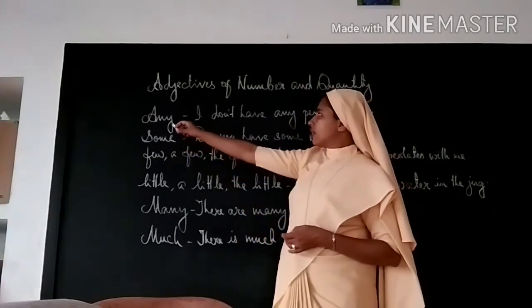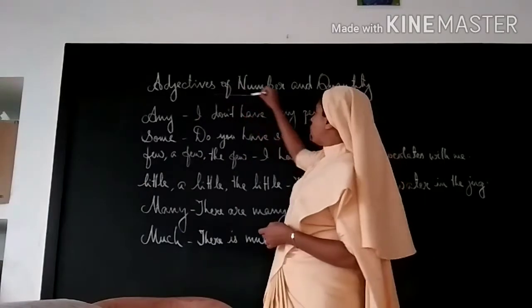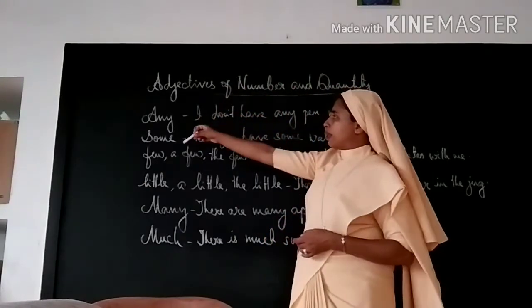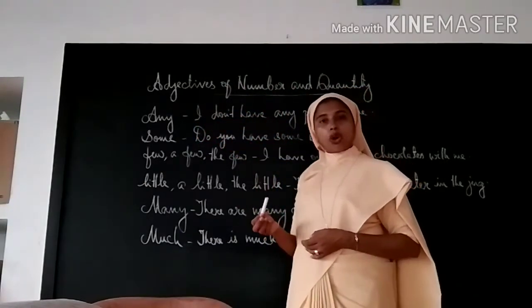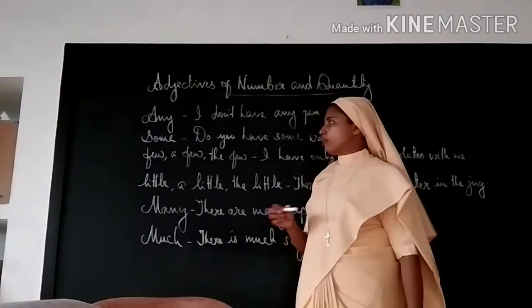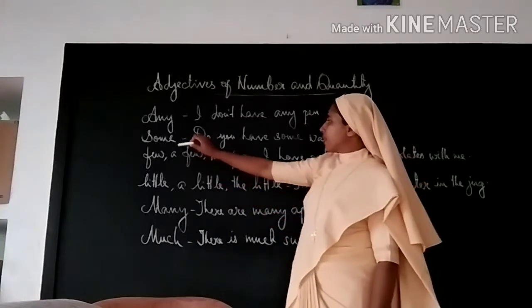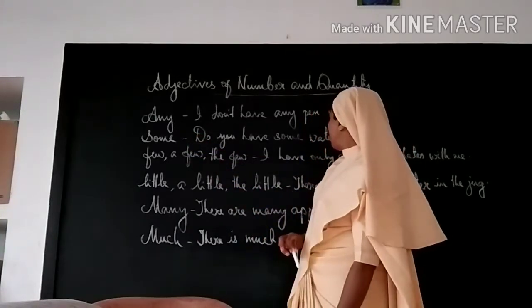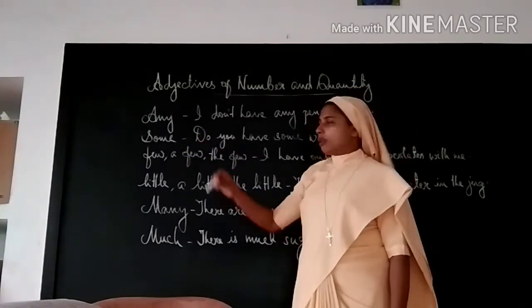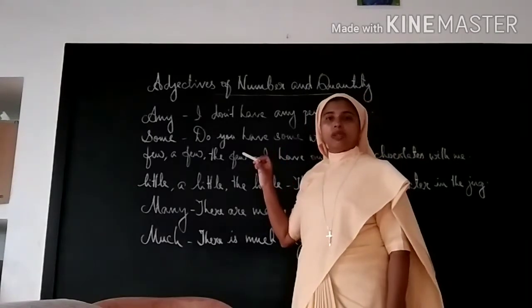So this is one of the adjectives of number and quantity, and it will be used in terms of both number as well as quantity. So it will be used with countable as well as uncountable nouns. The second one is some. Do you have some water? This will be used with uncountable nouns.